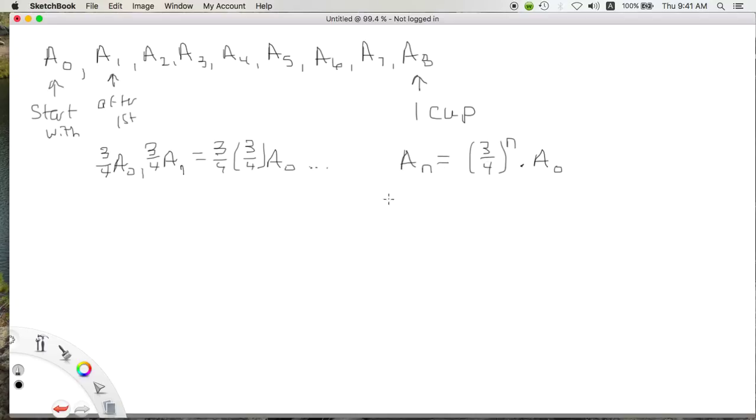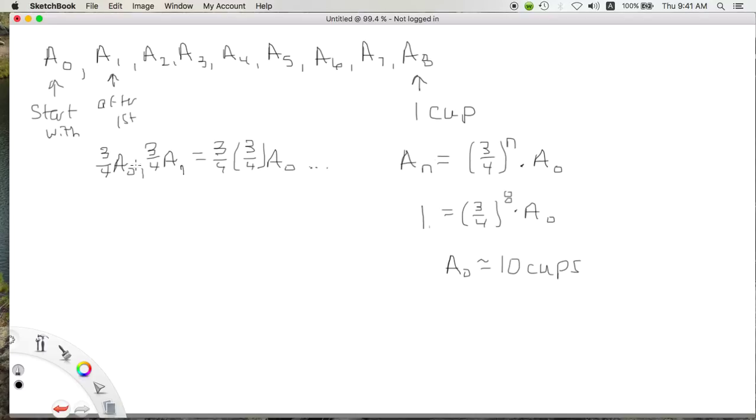Well, we know what we end up with at A8, right? We know what that is. If n is 8, we're ending up with 1 cup. We have 1 cup of beans left. So we can calculate this out: 1 divided by 3/4 to the 8th power. So A naught ends up approximately being 10 cups. So originally we started out with 10 cups of beans.